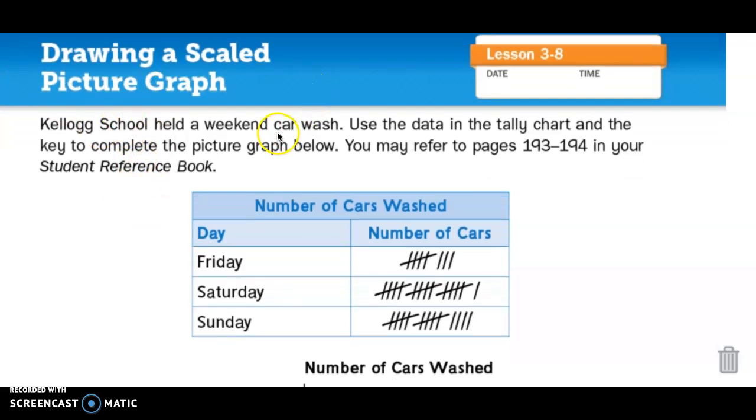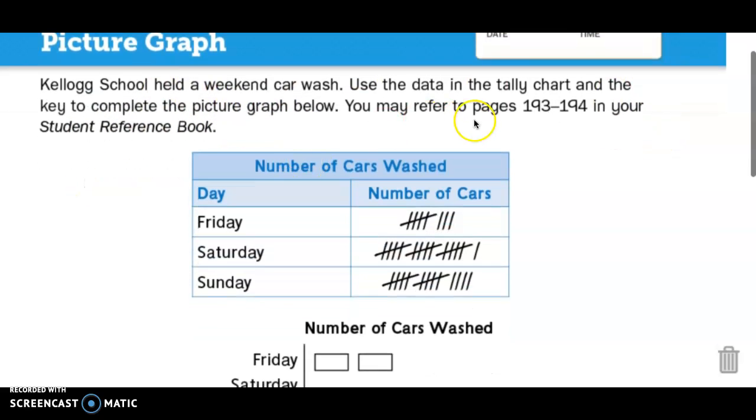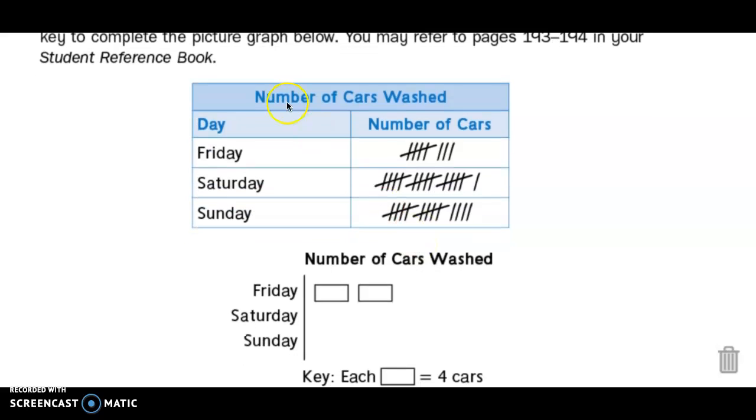Kellogg School held a weekend car wash. Use the data in the tally chart and the key to complete the picture graph below. You may refer to pages 193 and 194 in your student reference books. These are the pages that I told you to take a look at. All right, we are figuring out the number of cars washed. Day, Friday, Saturday, Sunday, numbers of cars. Friday was how many, Saturday was how many, and Sunday was how many.